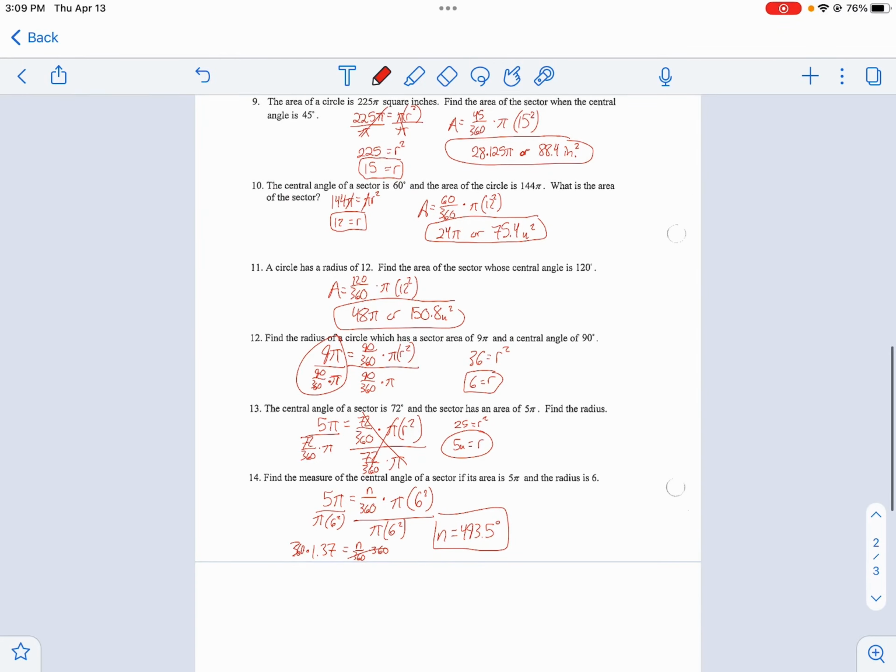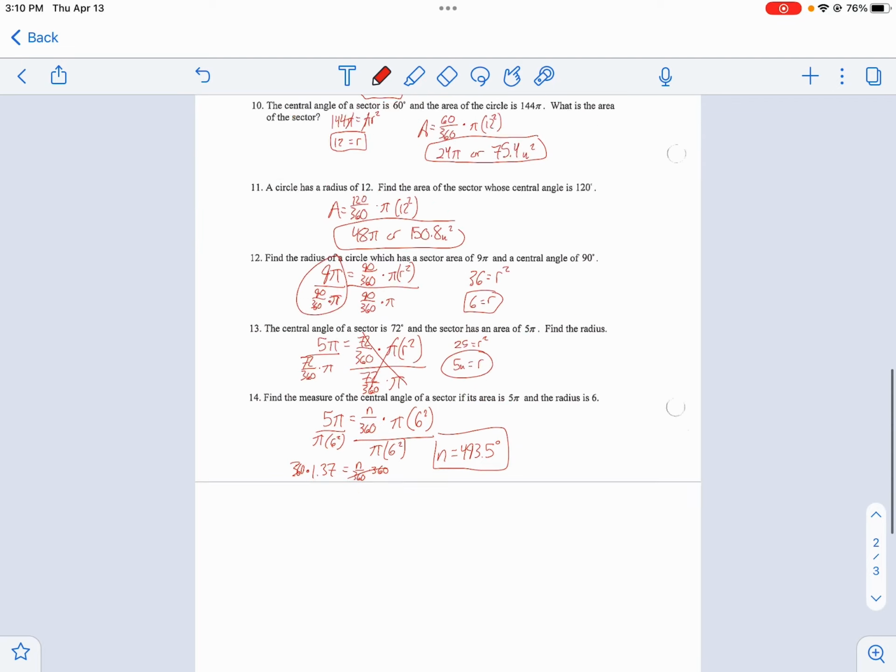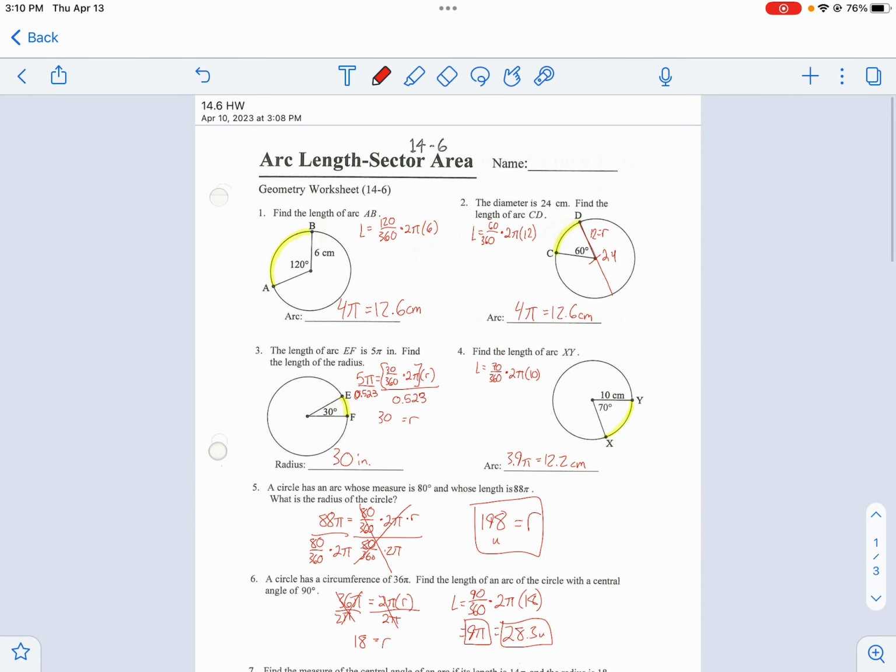Okay, so again, that's your sector area and arc length worksheet. Hopefully me going fast, but me going over all these helped you.